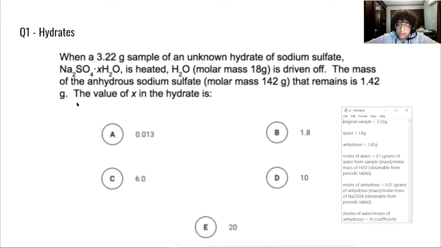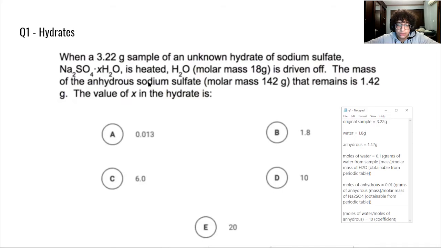Okay, so we're gonna just take a look at the question and pull out the givens. We have the original sample, which is 3.22 grams. Water is not given, however, we can subtract it. We have 3.22 and we have 1.42, and 1.42 is the anhydrous or like not water. So usually when handling hydrate questions, there are two ratios, and one of them consists of the anhydrous sodium sulfate, not related to water in any way, and H2O, which is the hydrate itself. And usually one of the two are given so that you can subtract it and find the other one.